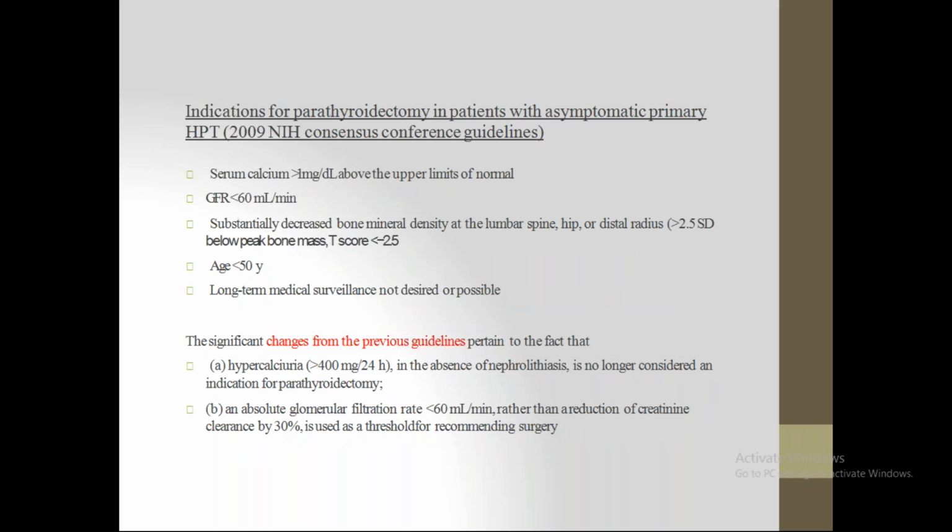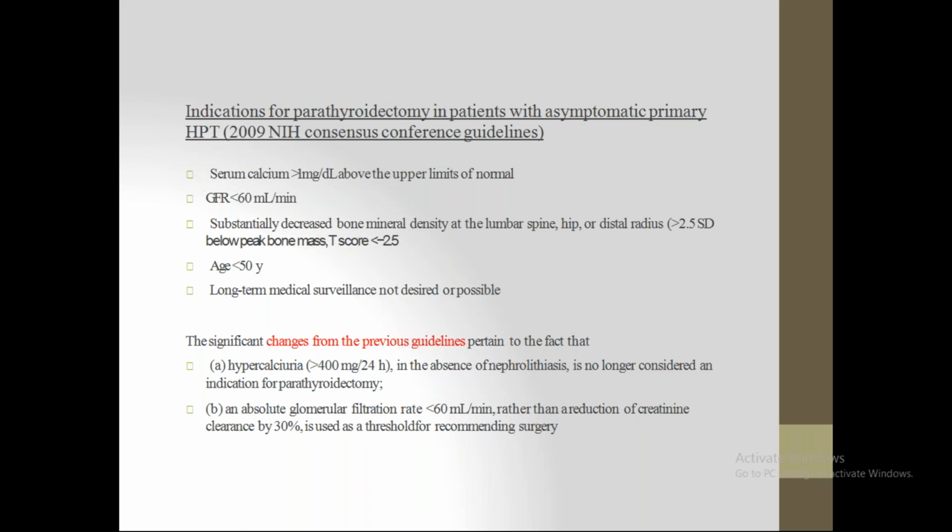Indications for parathyroidectomy in patients who are asymptomatic. First thing is calcium level more than 1 milligram per deciliter above the upper limit of normal. If GFR is less than 60 ml per minute. Substantially decreased bone mineral density at lumbar spine, hip, or distal radius, that is, more than 2.5 standard deviations below the peak bone mass, or if the T-score is less than minus 2.5. Anyone whose age is less than 50 years. Long-term medical surveillance not desired or possible.